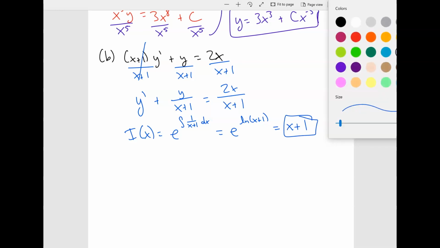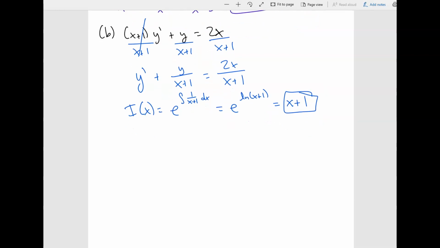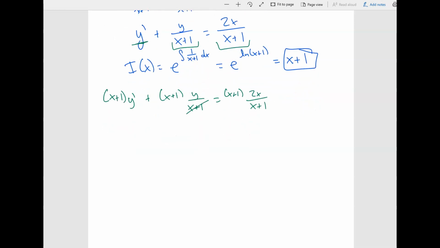Now you're going to see what happens. Something weird happens. I'm going to multiply every term by x + 1. This y' is going to get an x + 1, this other part is also going to get an x + 1, and this other part is also going to get an x + 1. Now this is going to go away, this is going to go away, so I'm left with (x + 1)y' + y = 2x.